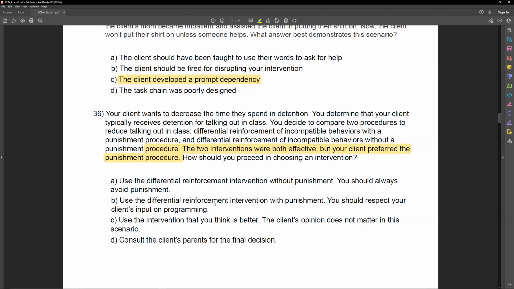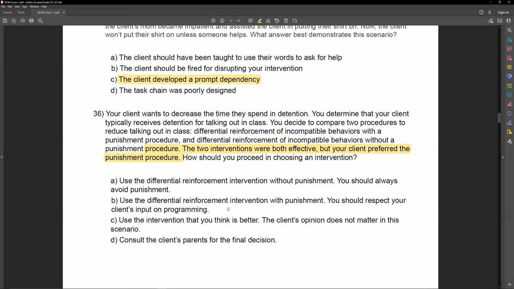What about B? Use differential reinforcement intervention with punishment. You should respect your client's input on programming. Absolutely. If your client believes that the punishment procedure is better for them, you should respect that. Both interventions are effective, both work. Your client wants the punishment procedure, do the punishment procedure.